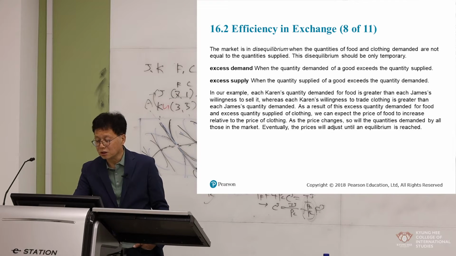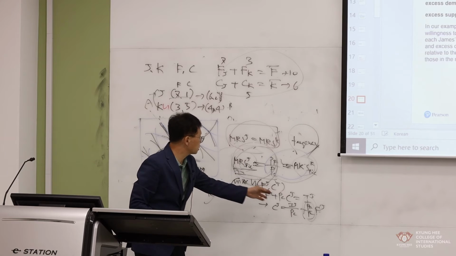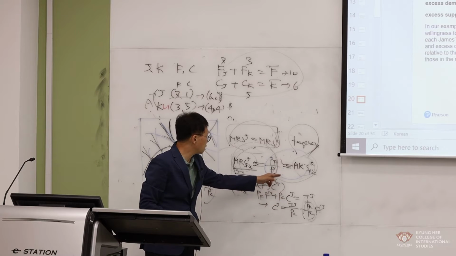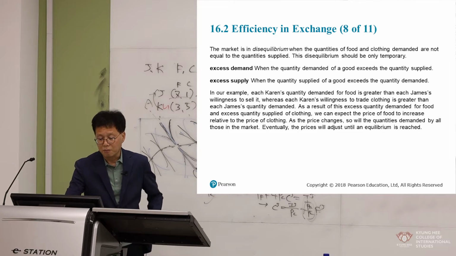As the price changes, so will the quantity demanded by all those in the market. Eventually, the price will adjust. Right? If there is a price, PF is $10, PC is $20, then eventually, based on this market price, the price will adjust until an equilibrium is reached.